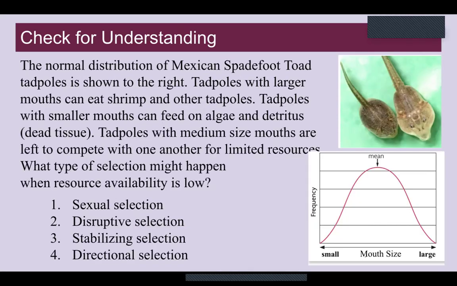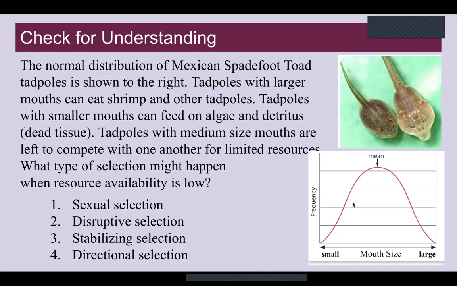Final check for understanding, and this one is the most complicated one. The normal distribution of the Mexican spadefoot toad tadpoles is shown to the right. If you look at the graph on the right, we are looking at mouth size. That's the trait that we're looking at. We have small mouths on the left, large mouths on the right, but on average, most of these tadpoles have a medium-sized mouth.